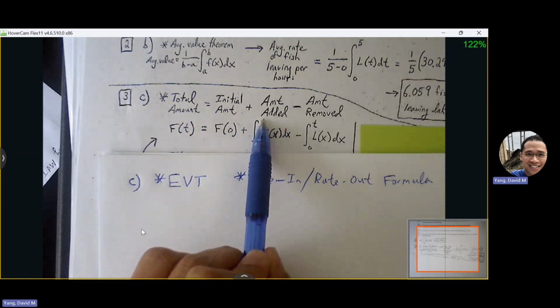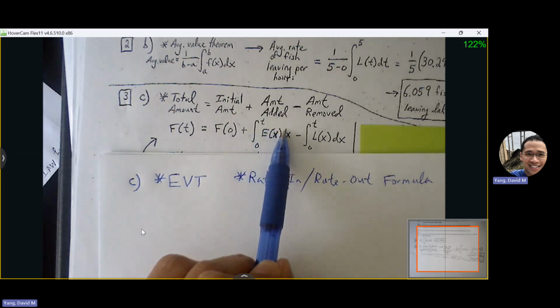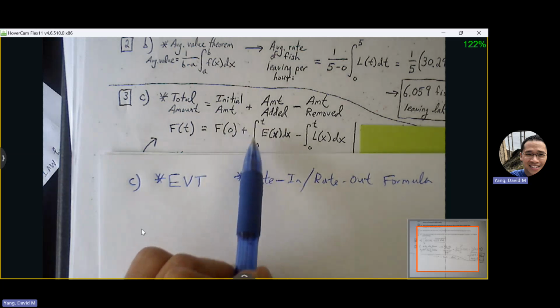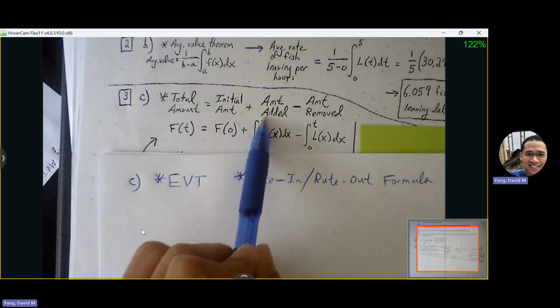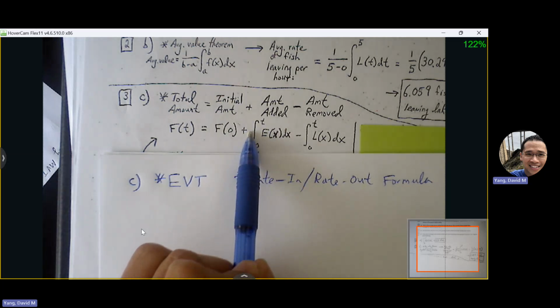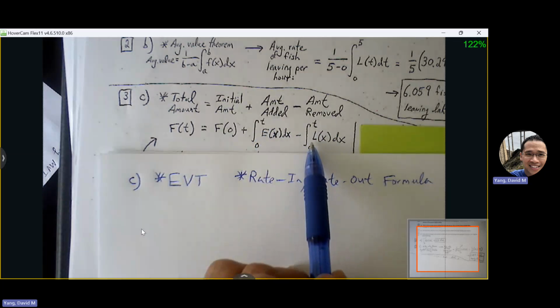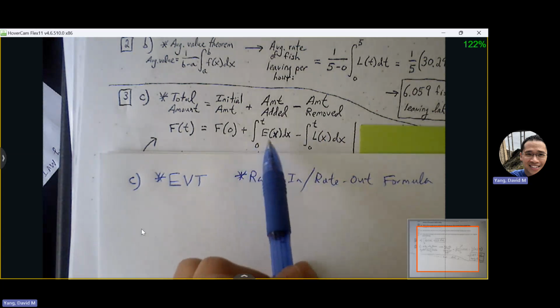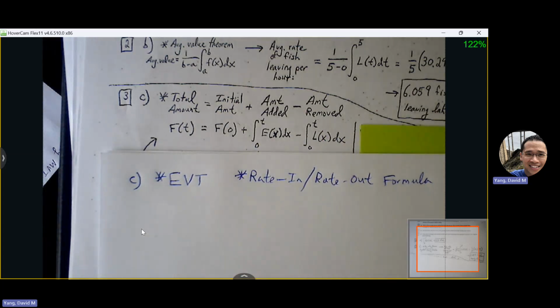And then the amount added is going to be, if we accumulate the rate at which fish enter the lake between 0 and some time period, we're going to be able to get the total number of fish that have entered the lake in that time period. And then if I take the integral of L of x, that's going to accumulate the number of fish that have left the lake, and I can find that number. And if I put all those three things together, we can figure out the number of fish at any moment in time.